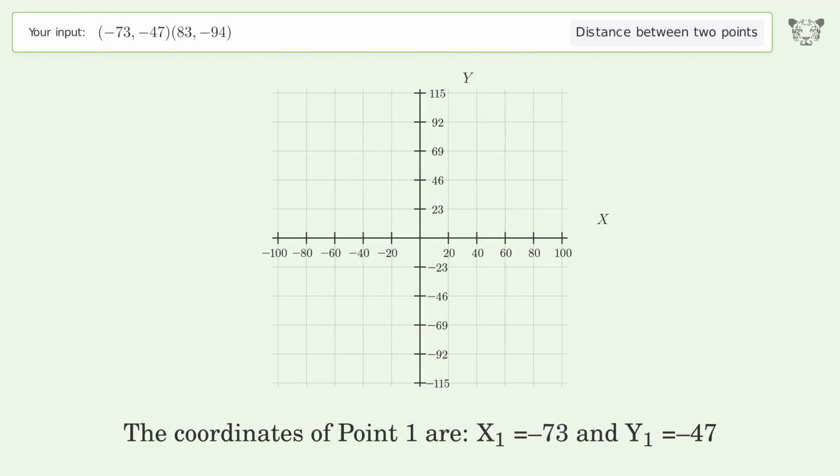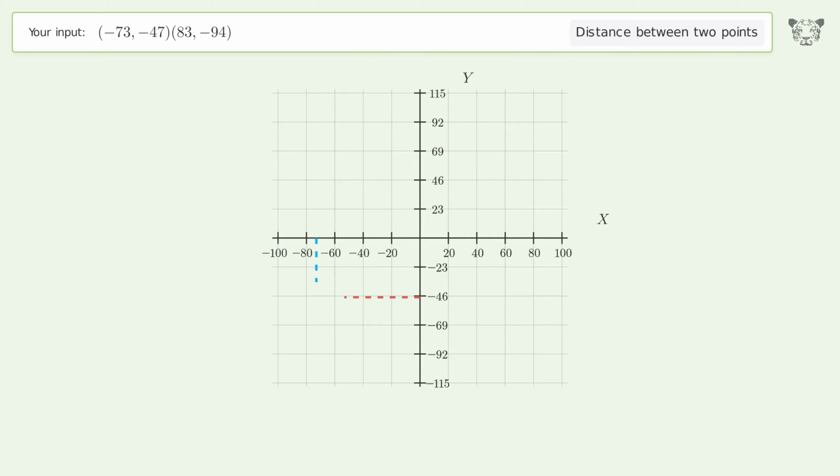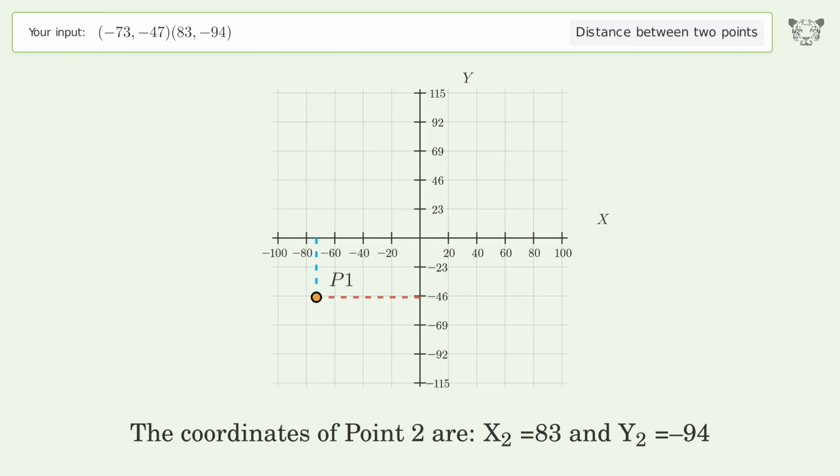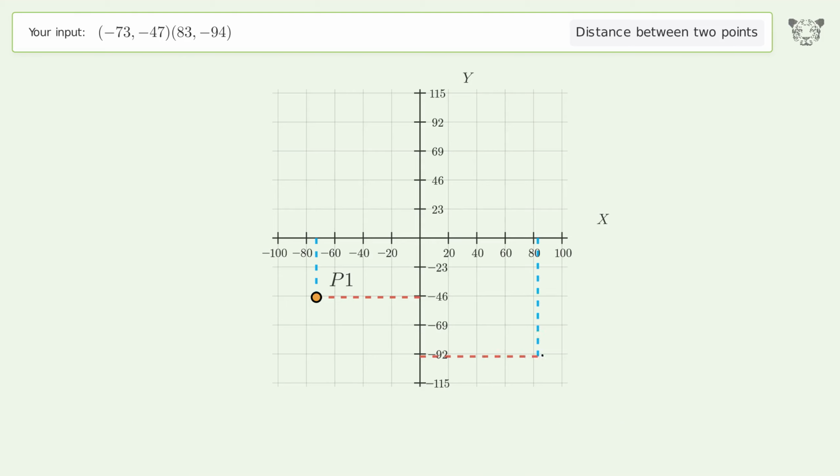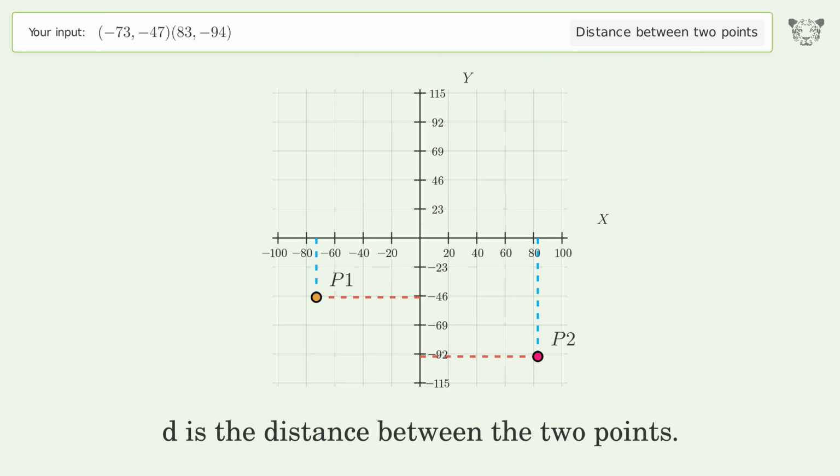The coordinates of point 1 are, x1 equals -73 and y1 equals -47. The coordinates of point 2 are, x2 equals 83 and y2 equals -94. D is the distance between the 2 points.